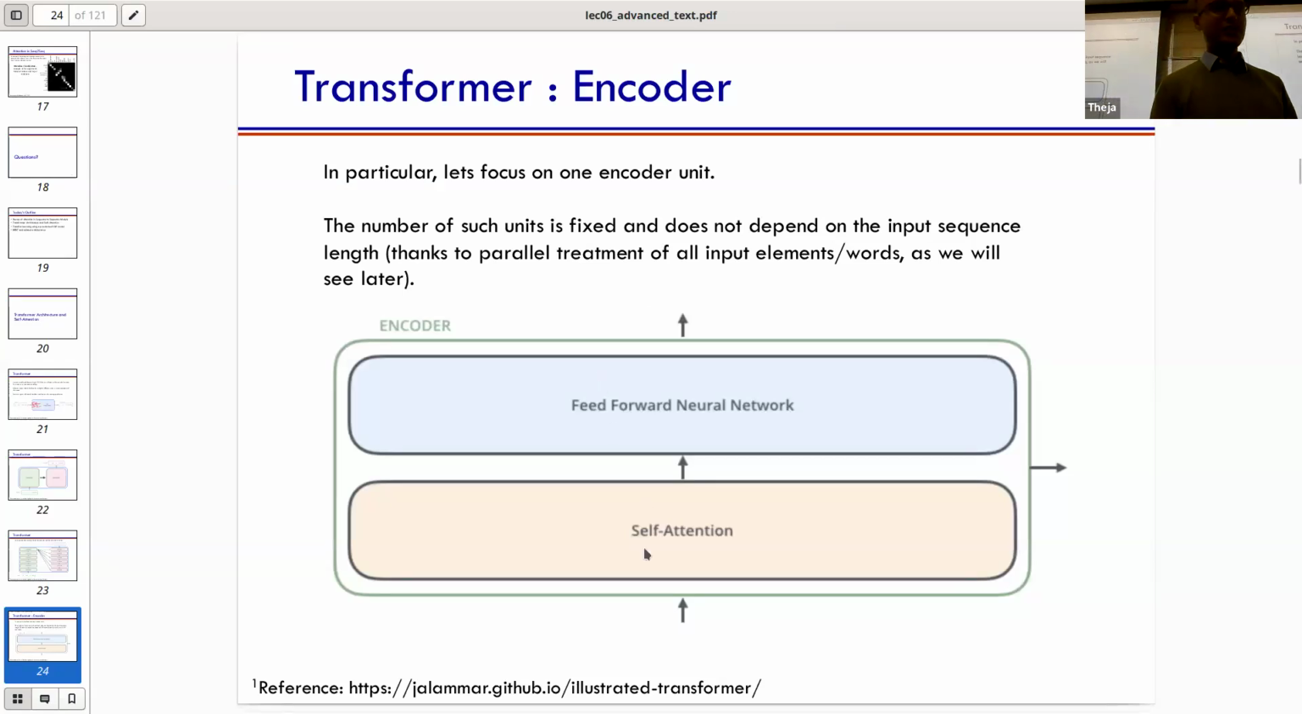One of the components, which is going to be new and it's a core idea, is the notion of self-attention. Okay, and the second component is just a feed-forward neural network, which we have seen many times. So let's actually get into the self-attention block. So what is happening in these arrows here?